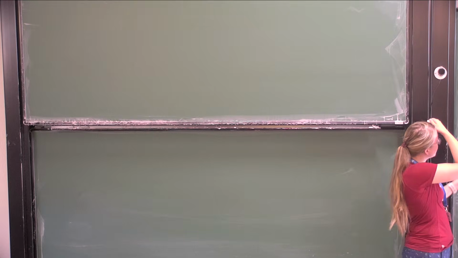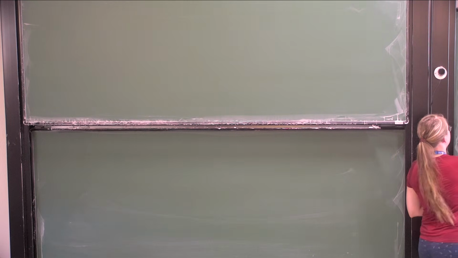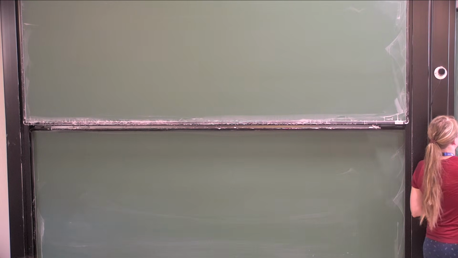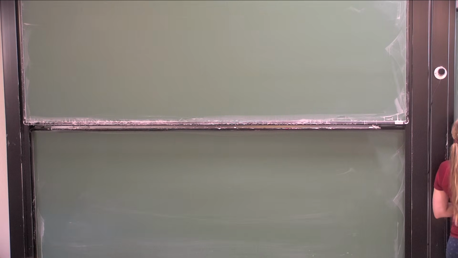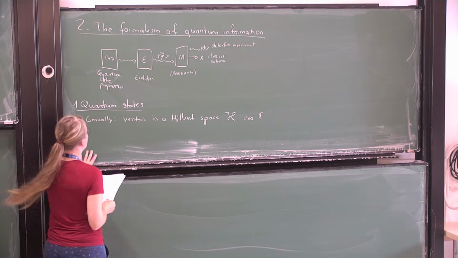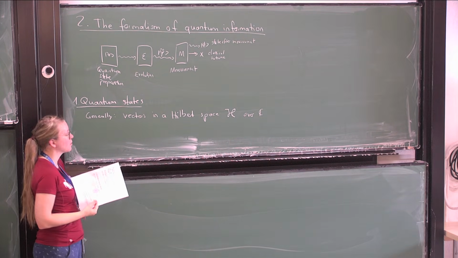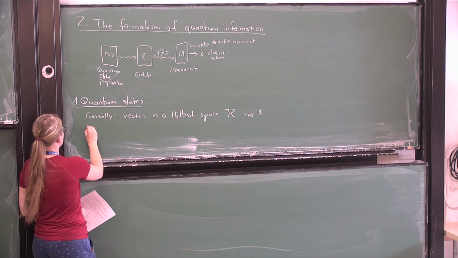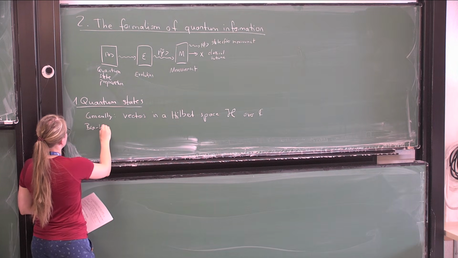So generally, our quantum states are vectors in a Hilbert space. So quantum states are vectors. Hilbert space H, and we always take a Hilbert space over the complex numbers. And what we need mostly in this lecture is the notation in terms of bras and kets.